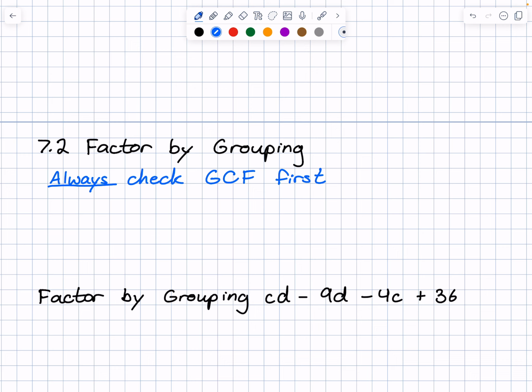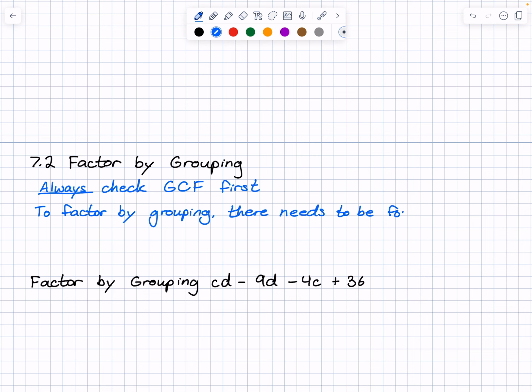Here's the next thing. To factor by grouping, there needs to be 4 terms. If there are not 4 terms, you cannot factor by grouping. Now later on, we're going to learn a method in which you break some terms apart to make 4 terms, but you must do that first. You've got to have 4 terms in order to factor by grouping.